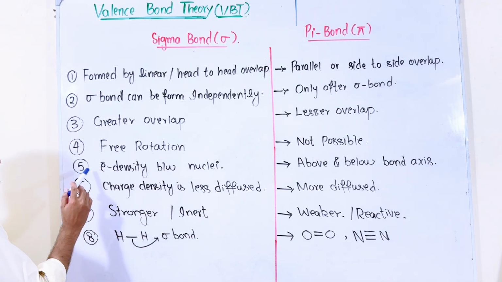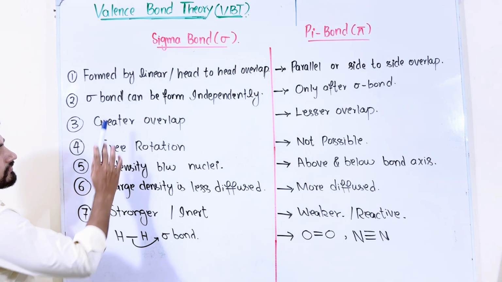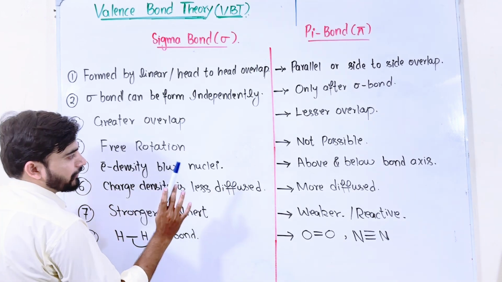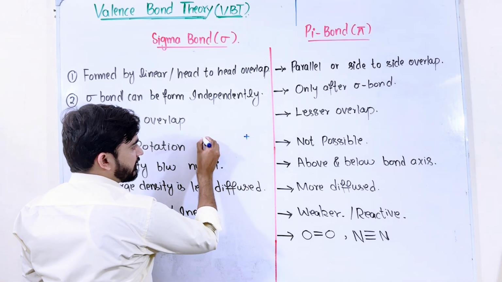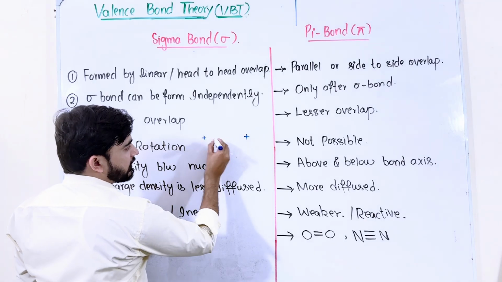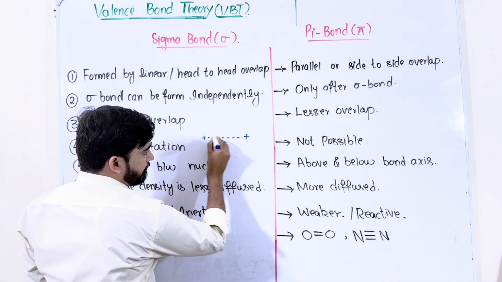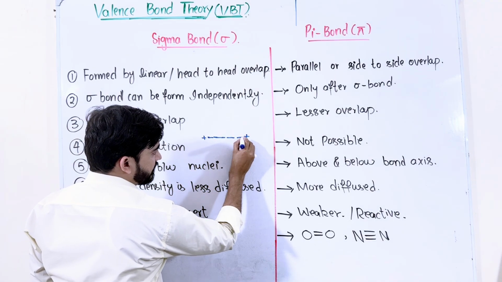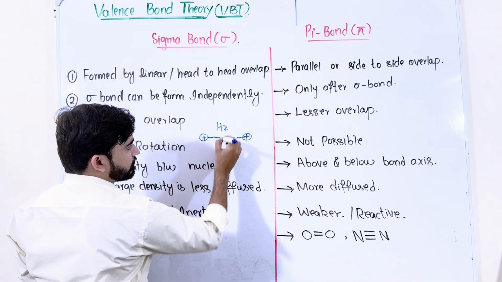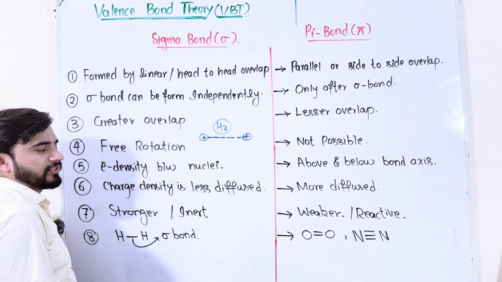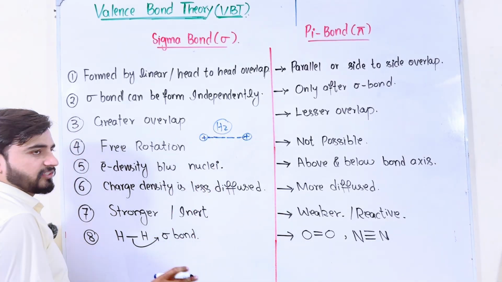And the fifth difference is the electronic density of the sigma bond lies between the nuclei. Suppose these are the two nuclei where there is the formation of the sigma bond. So electronic density will lie in between the nuclei. You can show this, for example, in the H2 molecule. In case of H2, the electronic density lies in between the nuclei. That's why it is a stronger bond.